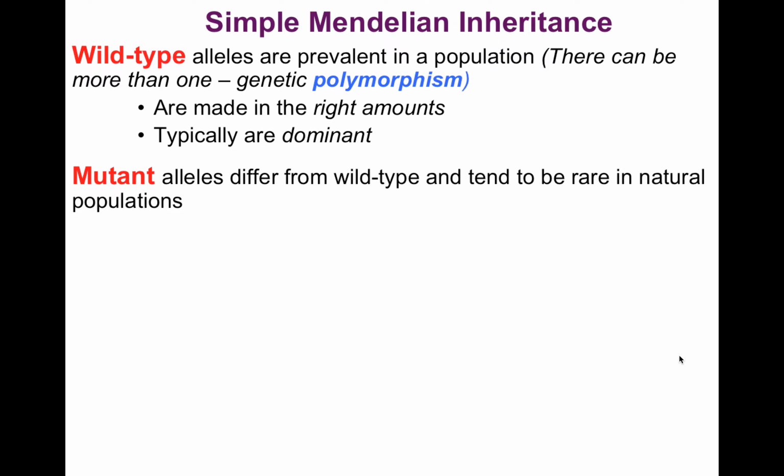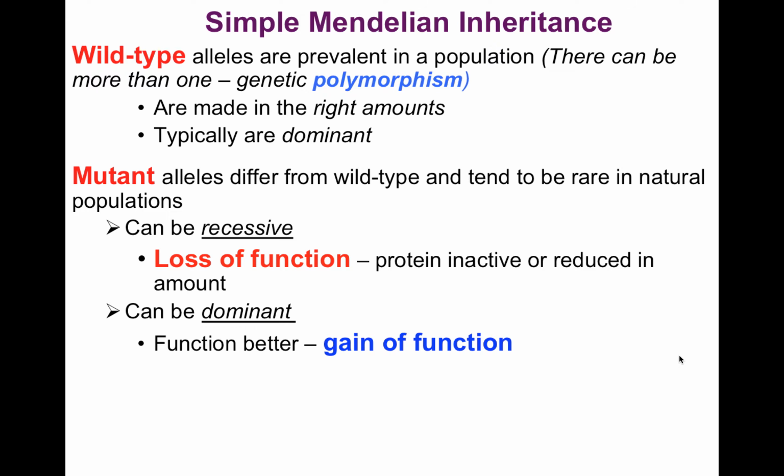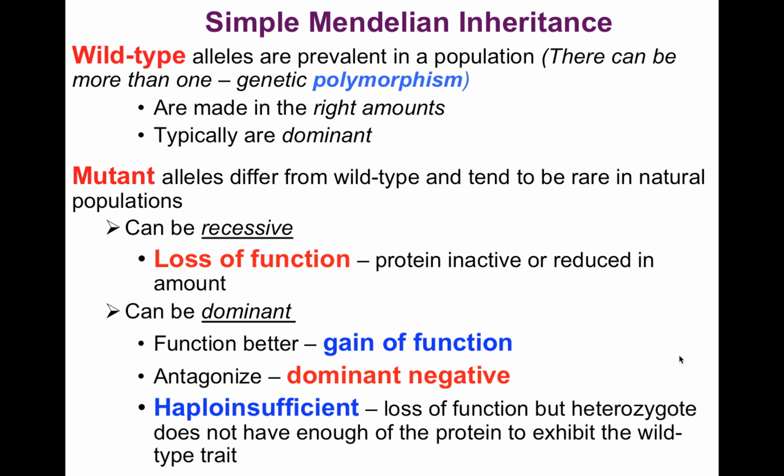Mutant alleles differ from wild-type and tend to be rare in natural populations. They can be recessive, such as loss-of-function alleles, in which a protein is inactive or reduced in amount. They can be dominant. They could function better than the wild type. That's called a gain of function. They could antagonize the wild type allele, and that's a dominant negative function. Or they could be haploinsufficient, which means that loss of function of one allele doesn't leave enough of the protein to exhibit the wild type trait.